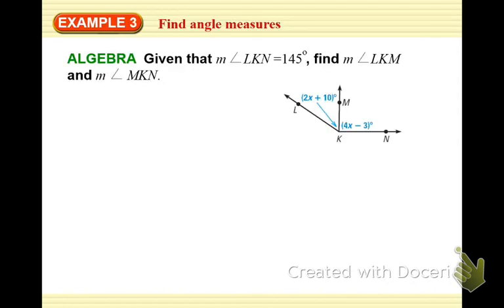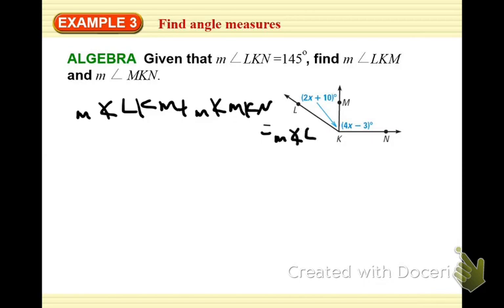So, a quick use of that. Okay, given that the measure of angle LKN is 145 degrees, find the other two angles. Okay? Again, angle addition postulate says that if we take the measure of angle LKM and add it to the measure of angle MKN, then that will equal the measure of angle LKN. Okay? I would start there first until you get really good at seeing this, and then plug in what you know.